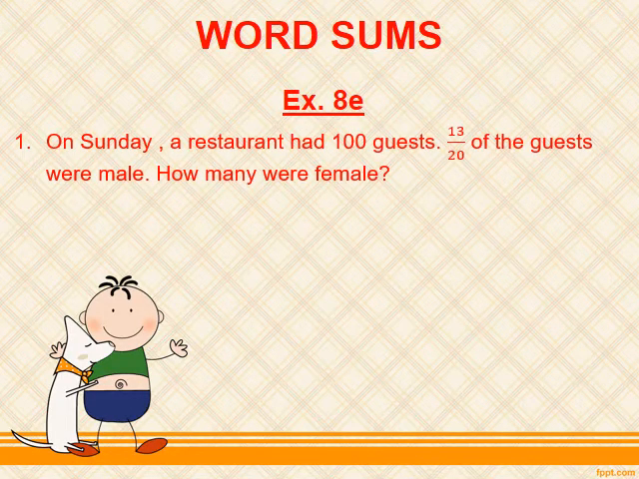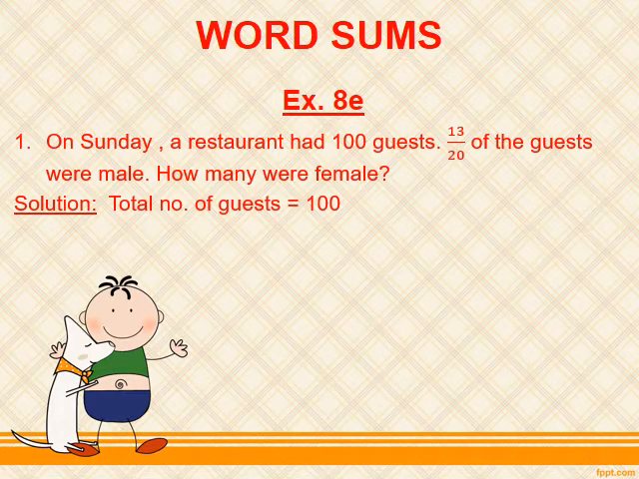So the question is, on Sunday, a restaurant had 100 guests. 13 by 20 of the guests were male. How many were female? So children, in this question, we know that on Sunday, the total number of guests present in the restaurant was 100. And out of 100, 13 by 20 of the guests were male. So we have to find out the number of female guests. So let's see how we are going to solve this word sum.